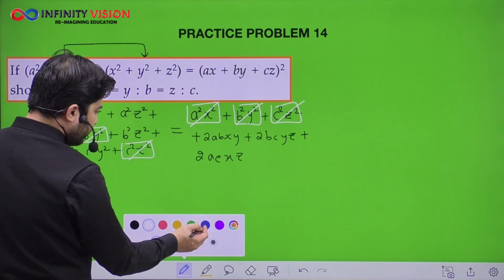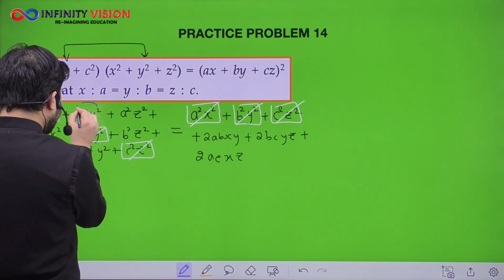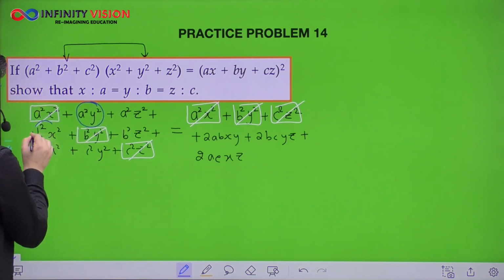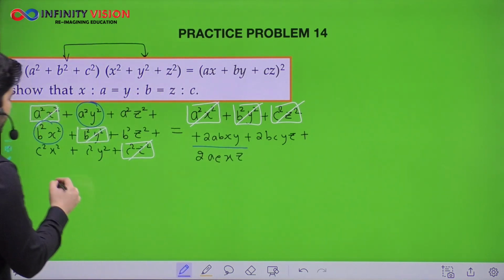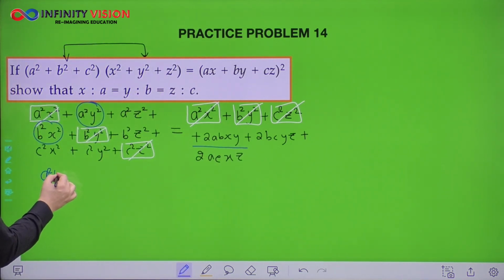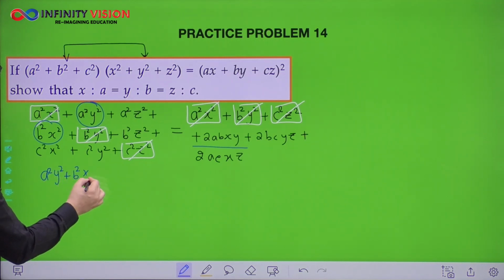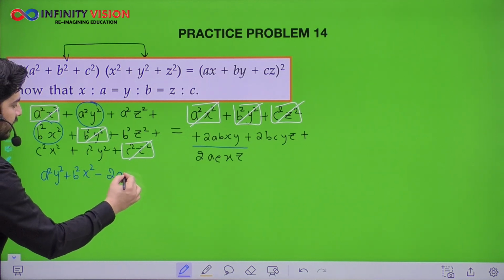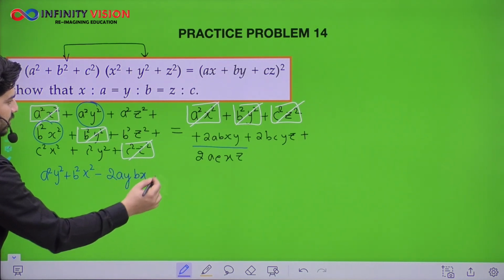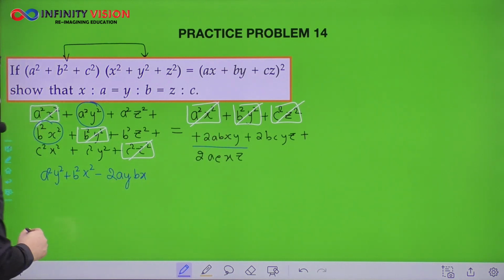Now let's focus here. You have ay whole square and then you have bx whole square and then you have 2abxy. So I can club it together. I'm sure you understand why I am clubbing it together. Because ay whole square plus bx whole square minus 2aybx. 2abxy can be written as 2aybx.